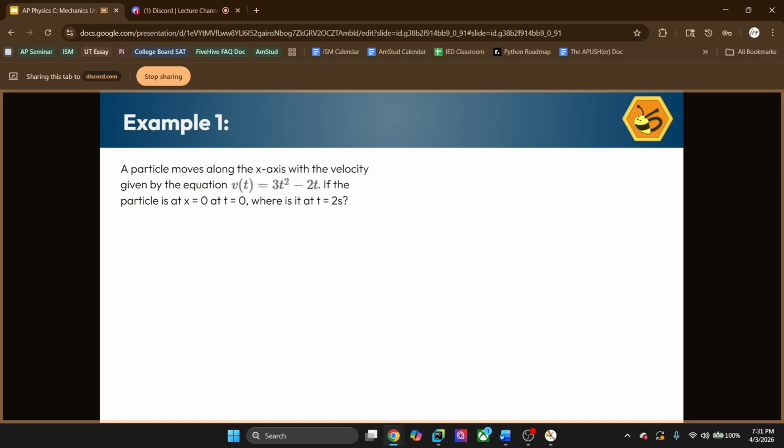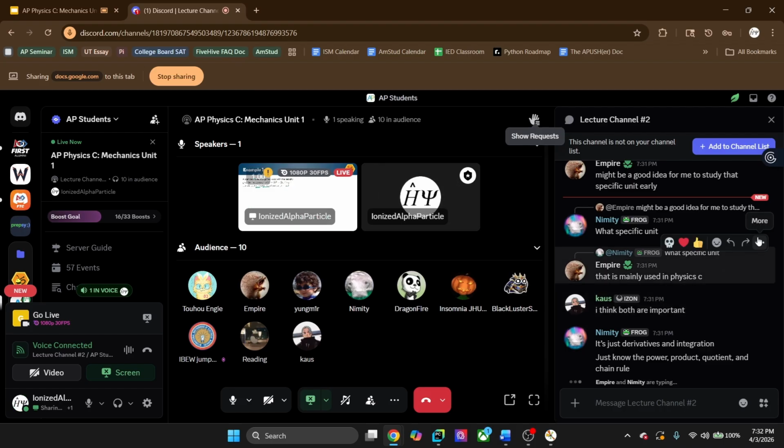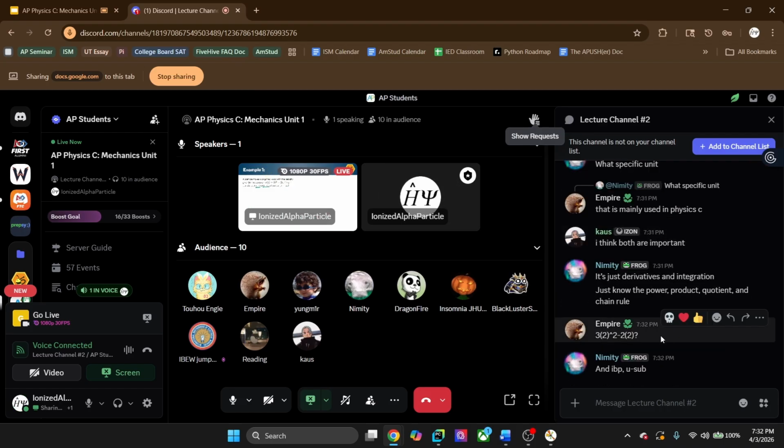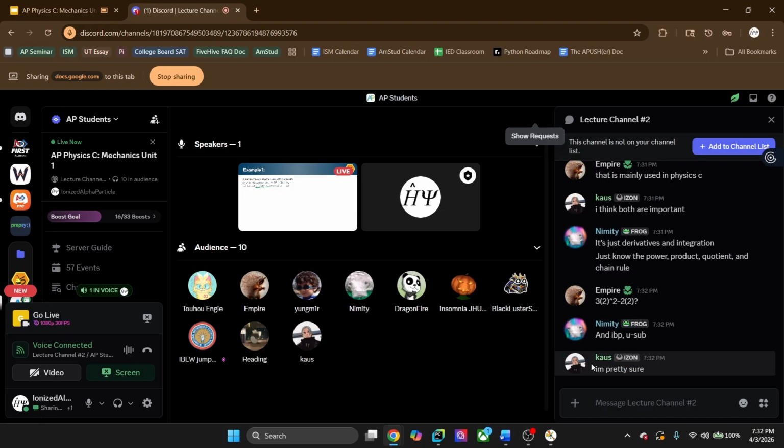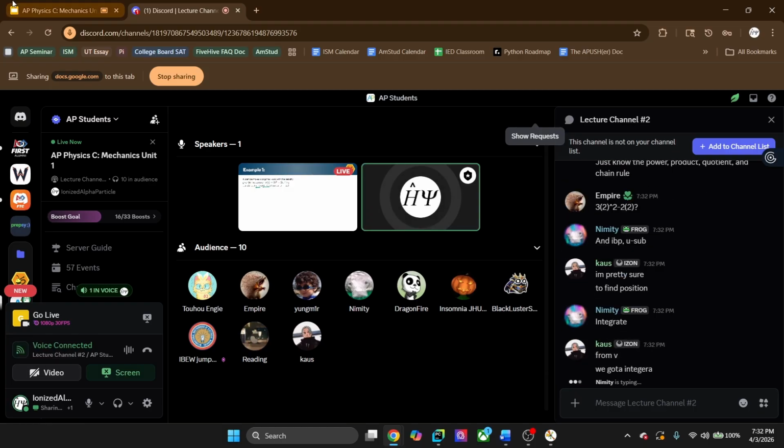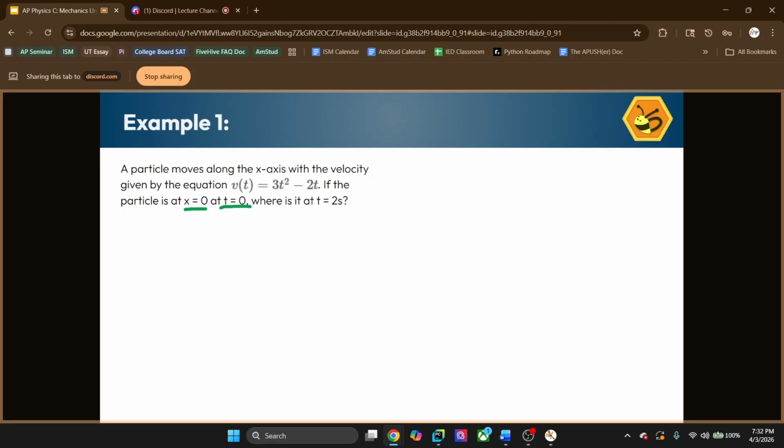A particle moves along the x-axis with the velocity given by the equation v of t equals 3t squared minus 2t. If the particle is at x equals 0 at t equals 0, so that's our initial condition, where is it at t equals 2? How are we going to get to position given velocity, guys? Yes, integrate. We are going to integrate v of t to get the position.